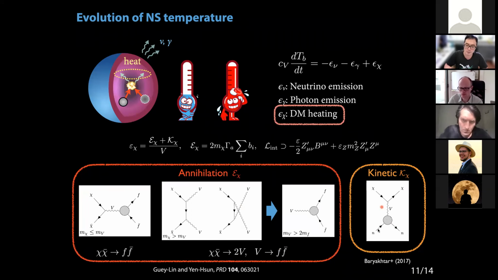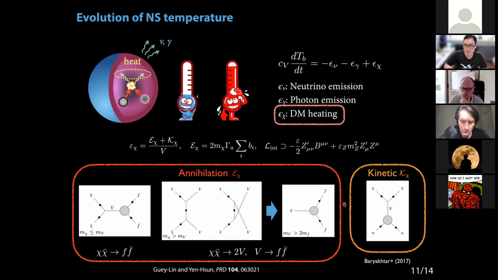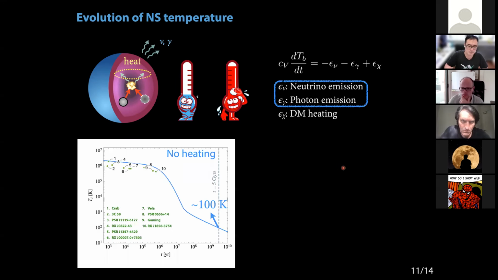If you still remember what I just said about this capture process, in order for dark matter to be captured, it must transport a kinetic energy to the star. So this is another type of energy injection. By including these two heating effects, if they are strong enough, the surface temperature of the neutron star will be affected by the dark matter.